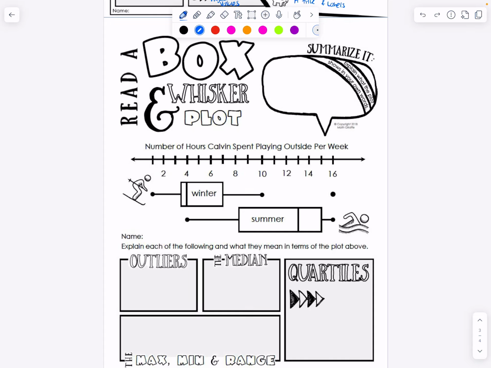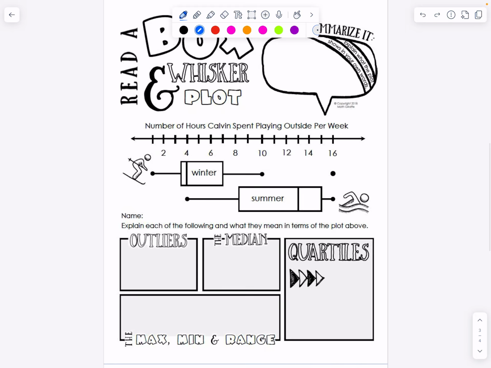So now we want to explain what each of the following means in terms of this information. So we want to look first at the outliers. What's cool about the box and whisker plot is the way the minimum and the maximum, the whiskers, can really highlight when there are outliers. So as you can see here, 1 week in the winter, he spent 16 hours outside. So we would say that is an outlier. It was not normal.